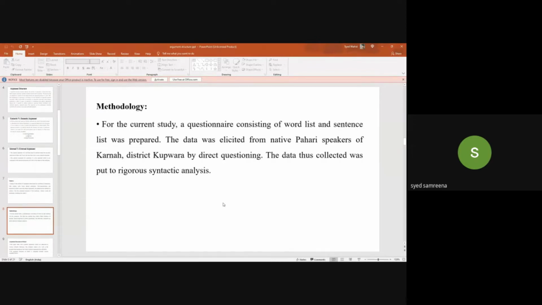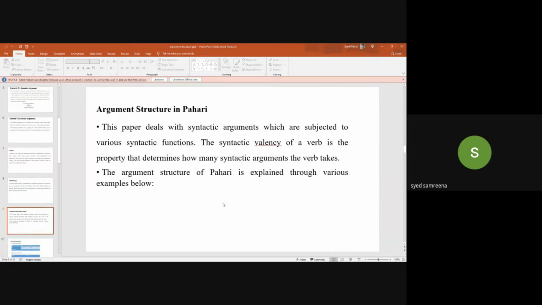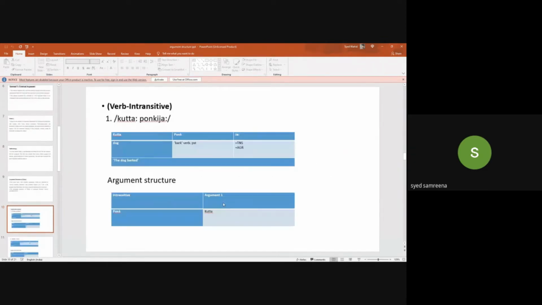Methodology. For the current study, a questionnaire consisting of a word list and sentence list was prepared. The data was elicited from native Pahari speakers of Karna, district Kupwara, by direct questioning. The data thus collected was put to rigorous syntactic analysis. Argument structure in Pahari. This paper deals with syntactic arguments which are subjected to various syntactic functions. The syntactic valency of a verb is the property that determines how many syntactic arguments the verb takes. The argument structure of Pahari is explained through various examples below.